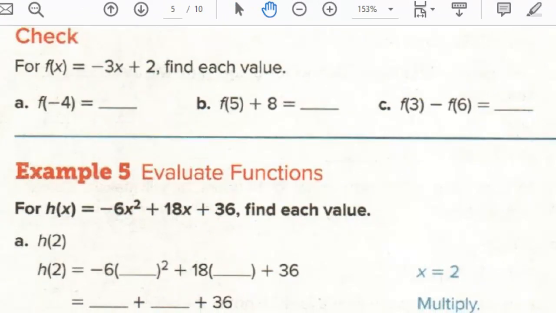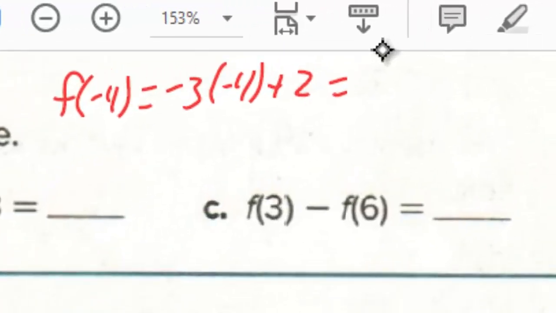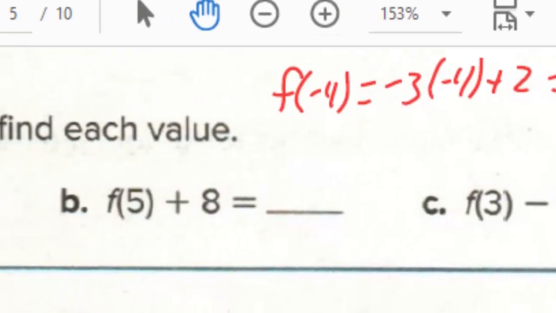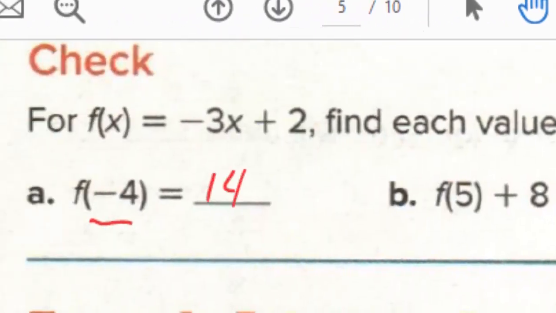Okay, for the first one, they want us to evaluate f of negative 4. So we're going to substitute negative 4 in for x. And the first one will give us negative 3 times negative 4, which is 12. 12 plus 2 equals 14. So f of negative 4 equals 14.